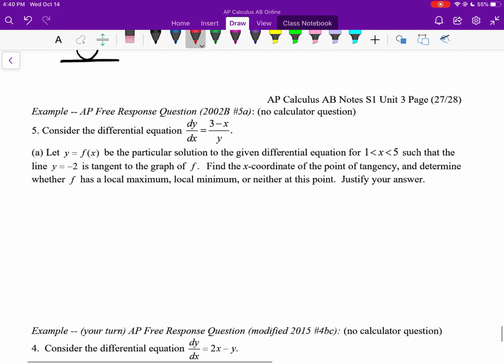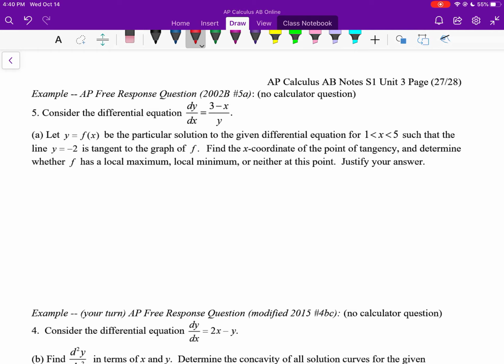Okay. Next one. This comes from the 2002 AP test, question number 5, part A. It was a no calculator question. Consider the differential equation dy dx equals (3 minus x) over y. Let y equals f of x be the particular solution to the given differential equation for 1 less than x less than 5, such that the line y equals -2 is tangent to the graph of f. They want you to find the x-coordinate of the point of tangency, and determine whether f has a local maximum, a local minimum, or neither at this point, and they want us to justify our answer.